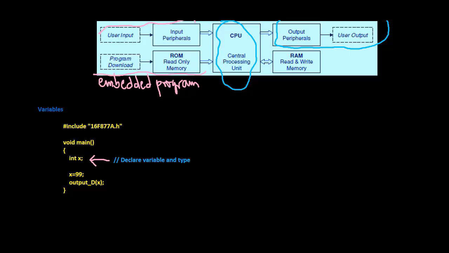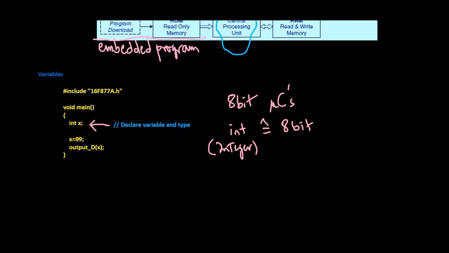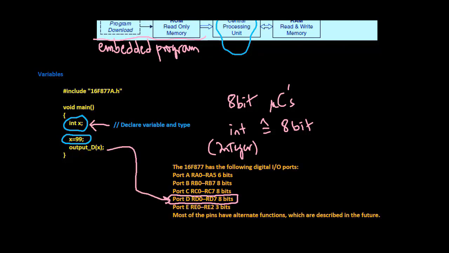Generally, C integers are stored as 16-bit values, but C for 8-bit microcontrollers uses a default 8-bit integer format. In this program, an 8-bit variable x is declared and assigned a value 99 using the equals operator. It is then output to port D using the standard output function.